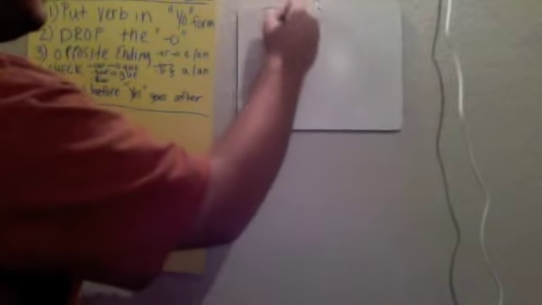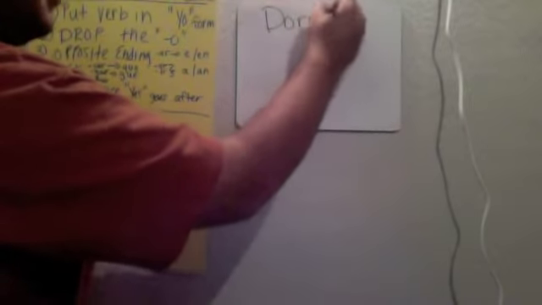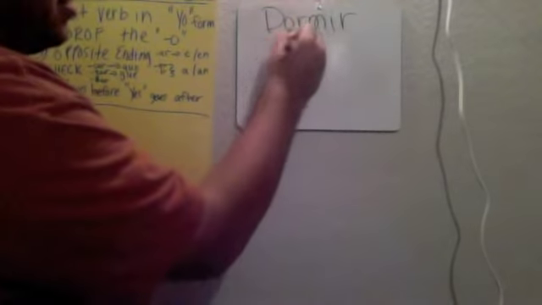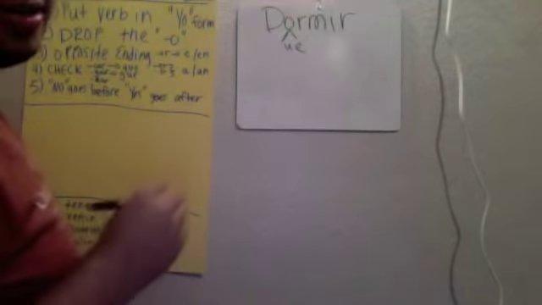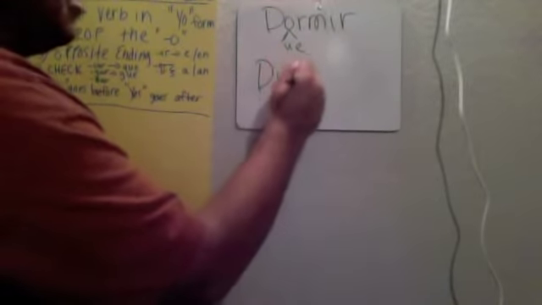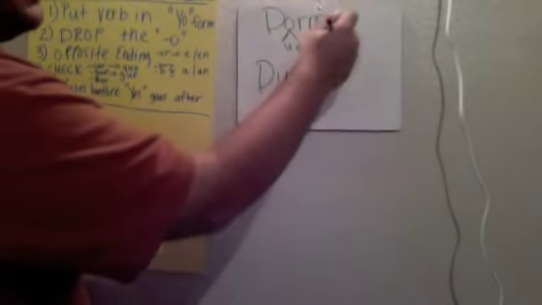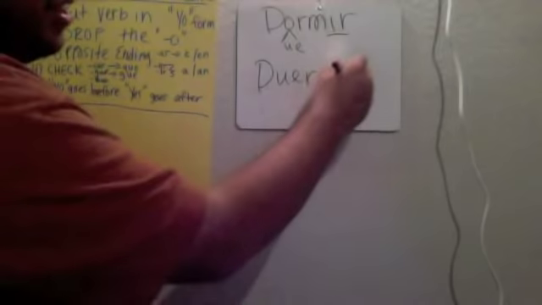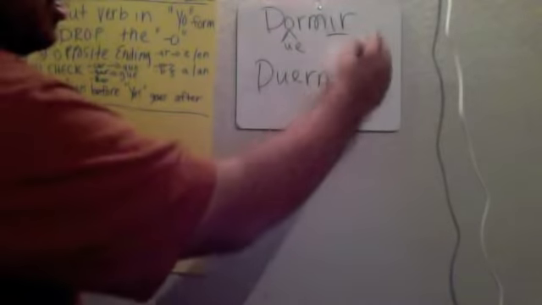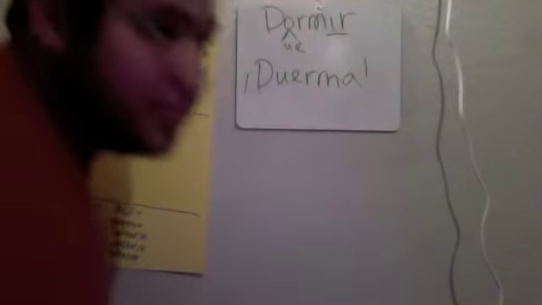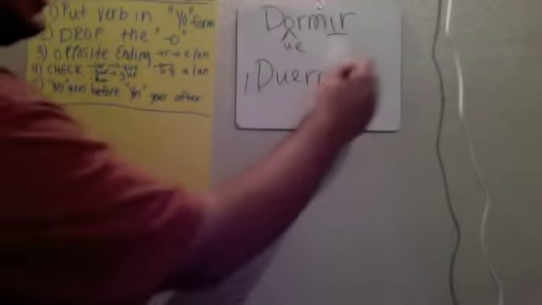Okay. Dormir is your next one. To sleep. This is an O to UE verb. Put it in the yo form. Duermo. Drop your O. Opposite ending of IR verbs is A. It's not car, gar, or zar. You are done. So if you're telling a bunch of little kids to sleep, you would just say, duerman.